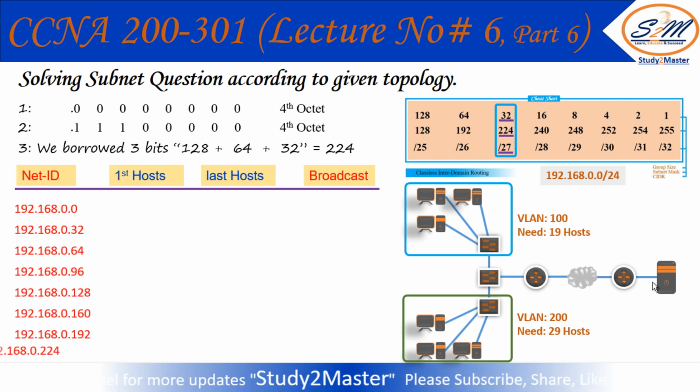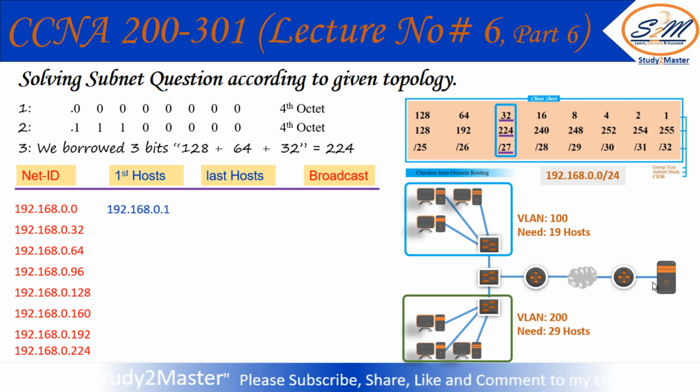192.168.0.0, 192.168.0.32, 192.168.0.64, and so on. So now we have defined and determined the network IDs. With 2 to the power of 3, we obtain 8 networks, but we just needed 2 of them.